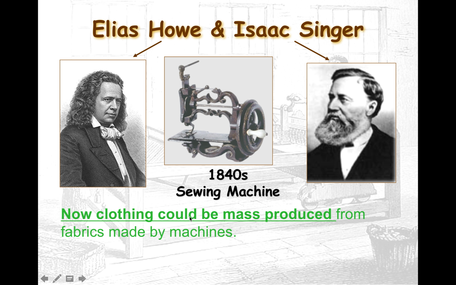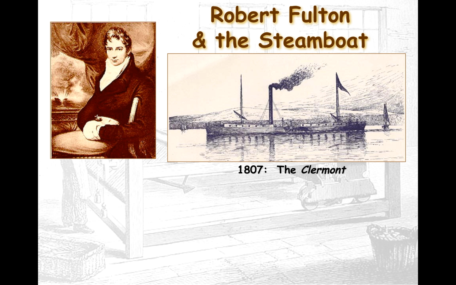So this allowed clothing to be mass produced from fabrics made by machines. At first it was textile mills that actually made the cloth, bolts of cloth, but now we're going to have entrepreneurs buying these machines, and they're going to set up factories to mass produce clothing. And so it makes it cheaper and faster for clothing to be developed.